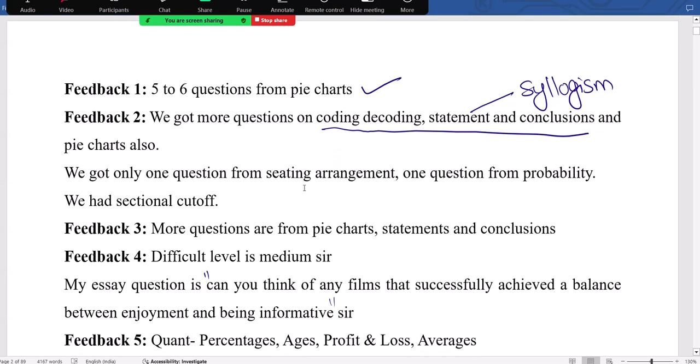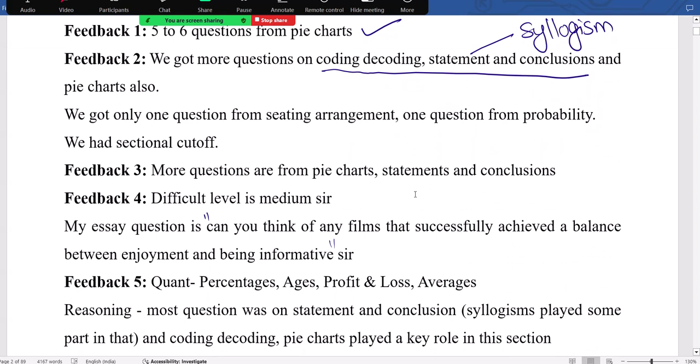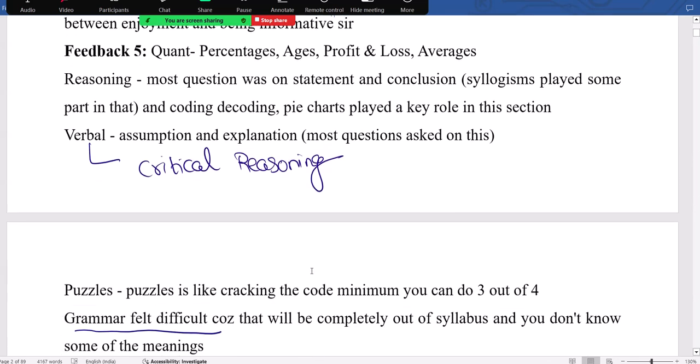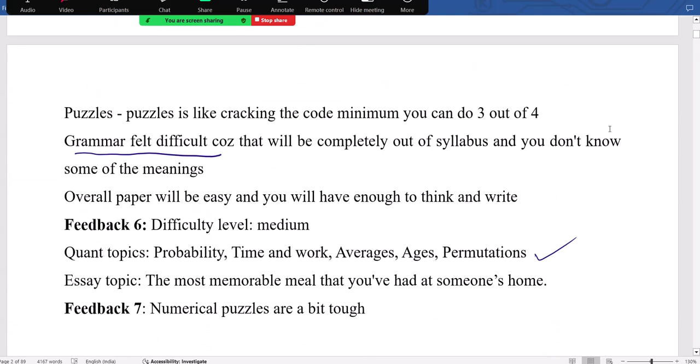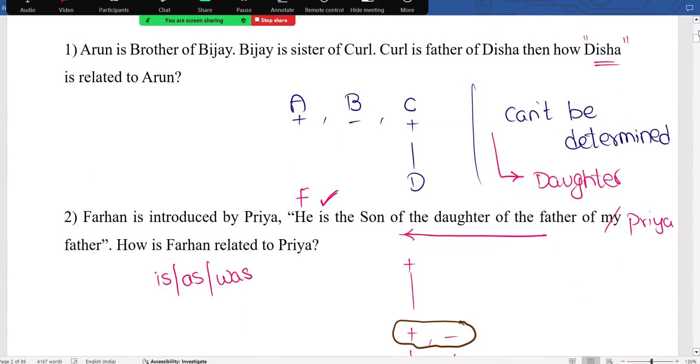Seating arrangement we mixed with data sufficiency. Probability, one question they asked. That's the feedback shared by the students. Ages, we discussed one question. Averages, and now profit and loss we are discussing a little bit. So in the given time, what's the possibility we are trying to cover?